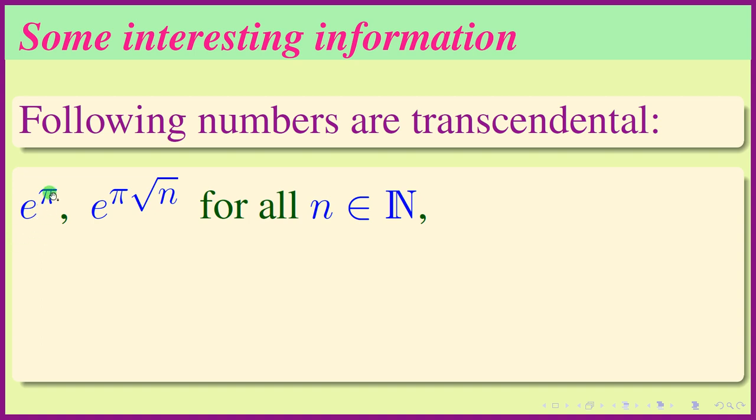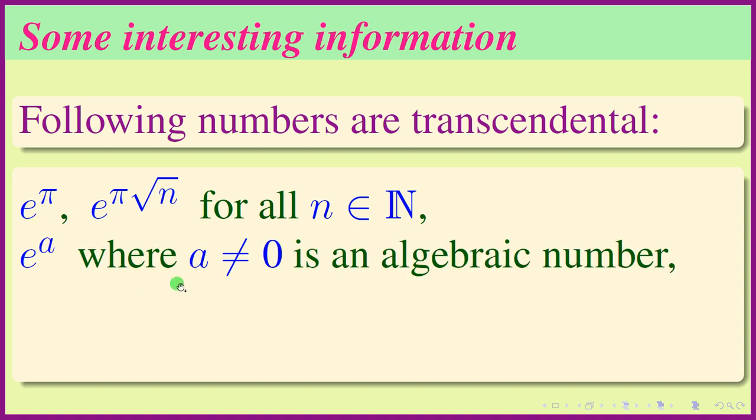For example, e to the power pi times root n. This root n is at the same level as pi, so the exponent is pi times root n. These are transcendental for all n in N. Then e to the power of any non-zero algebraic number is transcendental. These have been proved. Of course, the proofs are quite deep.